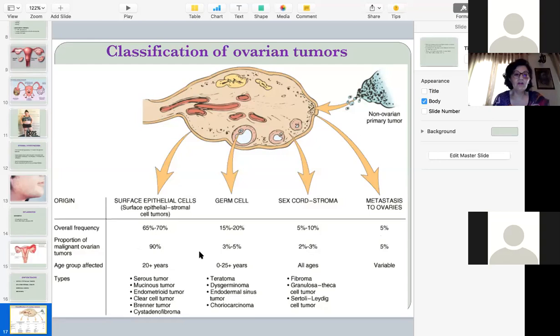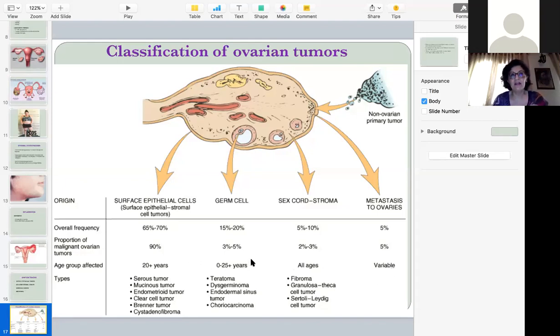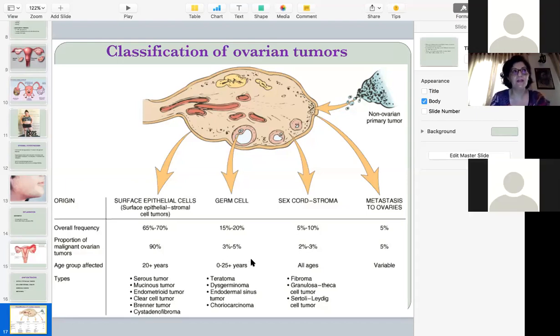Age group is also important. Surface epithelial tumors can occur from any age above 20 years to elderly females. Germ cell tumors are typically seen in younger females, 0 to 25 years of age. Sex cord stromal tumors can also be seen in all ages, and metastases will have variable age. So always remember, in a young female, in her teens or even less than 10 years, the most common ovarian tumor will be a germ cell tumor. In the elderly, over 20 years, over 40 years, the most common ovarian tumor will be surface epithelial tumor.